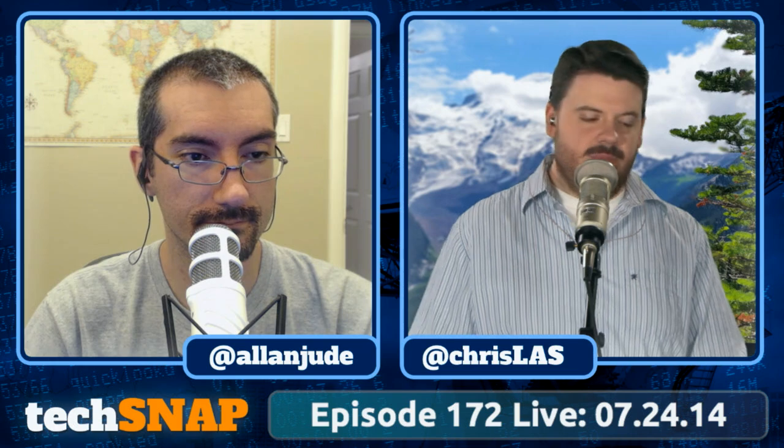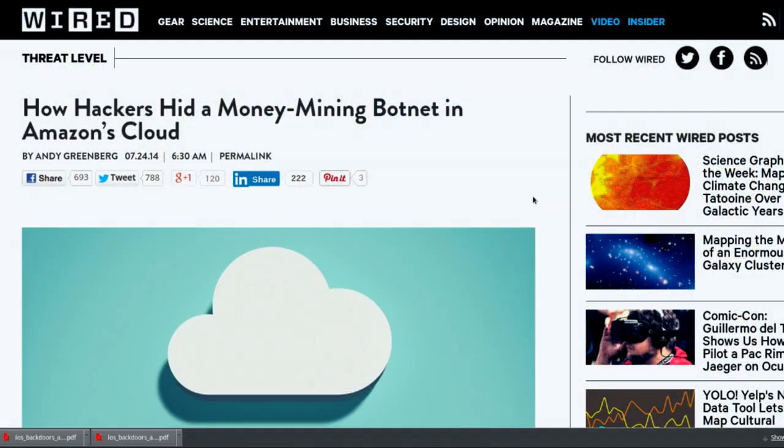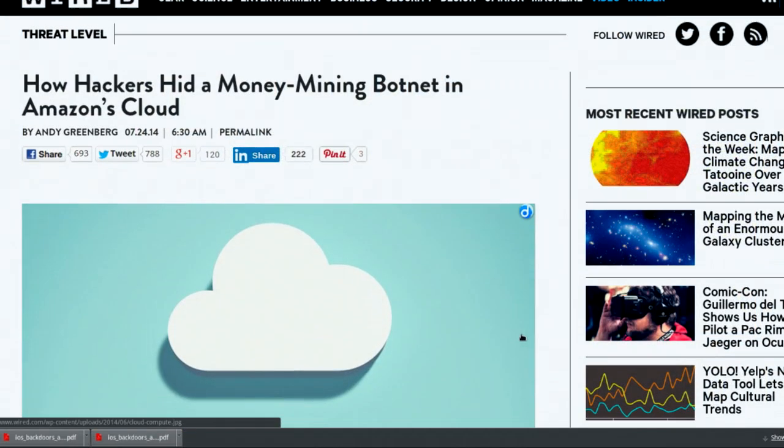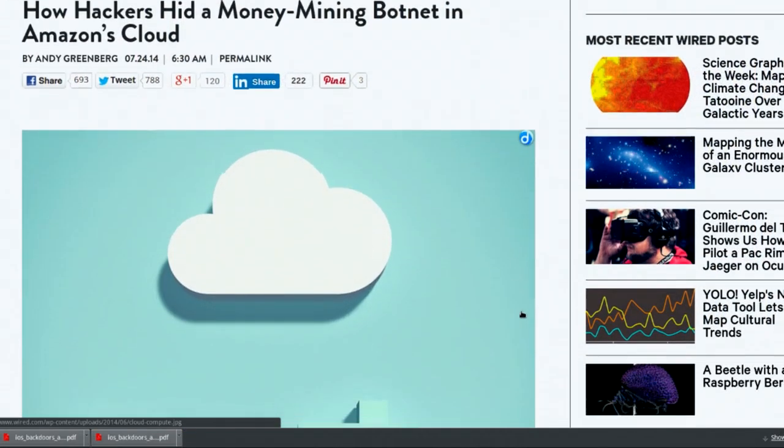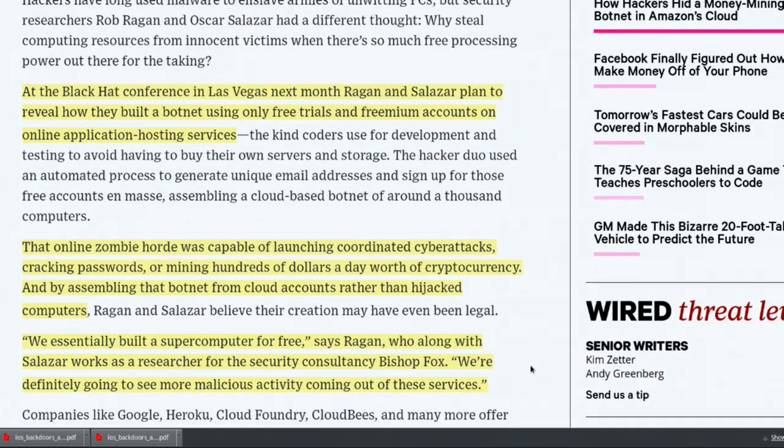This next story, you and I have said this is just going to be a more and more common thing as there's a lot more cloud services where the only thing protecting them is just a simple username and password. People suck at usernames and passwords. Well, Wired took a look at how hackers built a money mining botnet for free using different cloud services. There will be more details at the Black Hat Conference in Las Vegas next month. They'll reveal how they built a botnet using only free trials and freemium accounts on online application hosting services.